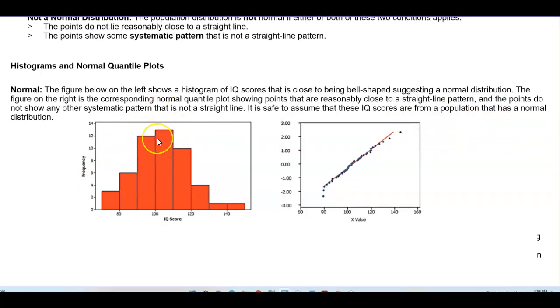So this is what you would do at the very beginning of the problem with the data. You would first create a histogram to see if it makes an approximate bell shape. Then you would graph the normal quantile plot to make sure that there's no particular systematic pattern. Therefore, we can see that these points form a straight line.